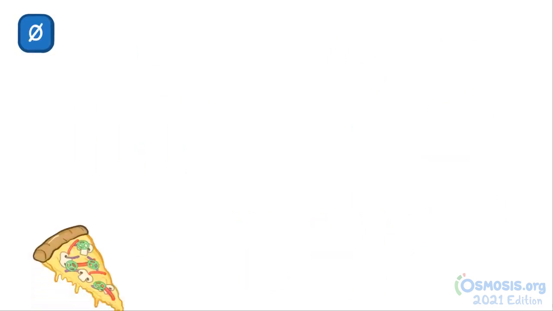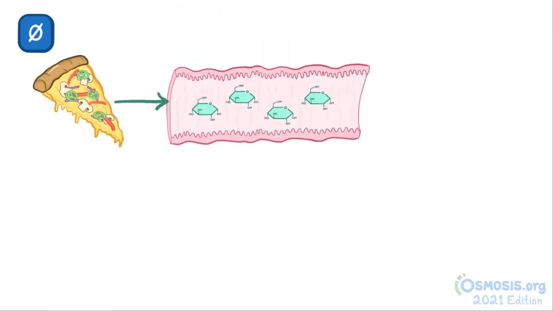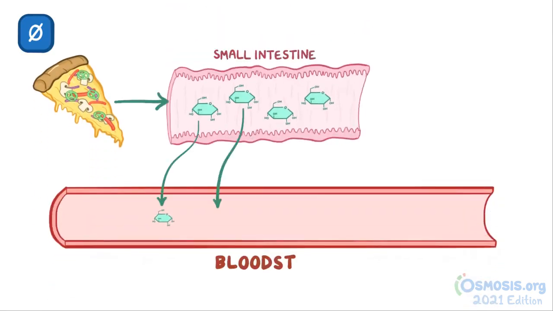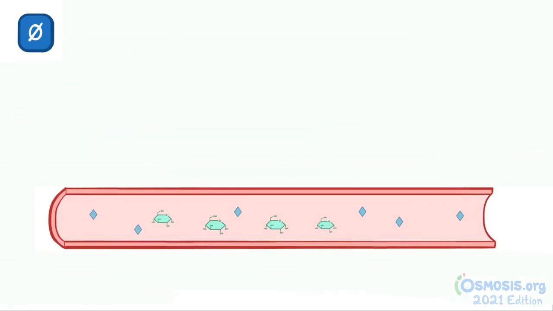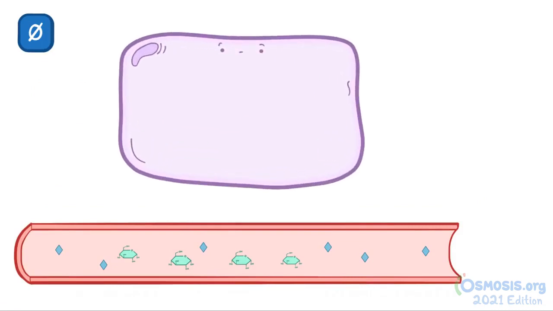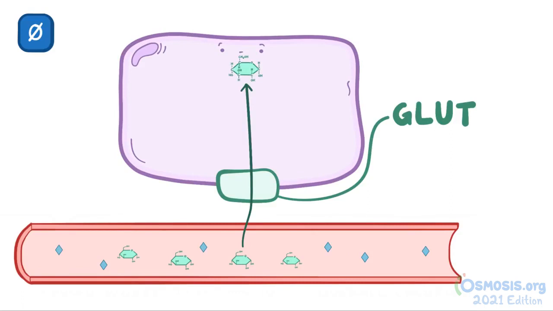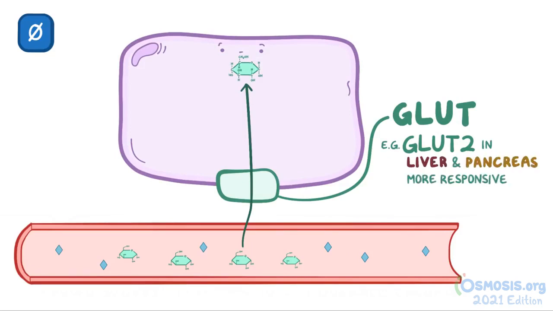Now, going back to that delicious pizza, first glucose from those ingredients has to get from the small intestine into the bloodstream. In response to high blood glucose, the pancreatic beta cells secrete insulin. Now, to get inside the cells, glucose utilizes glucose transporters, or GLUT, which are on the cell membrane. In fact, some glucose transporters, like glucose transporter 2 in the liver and pancreatic beta cells, are particularly responsive to glucose in the presence of insulin.